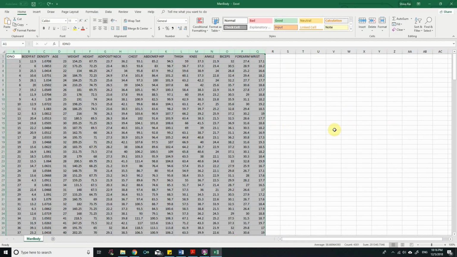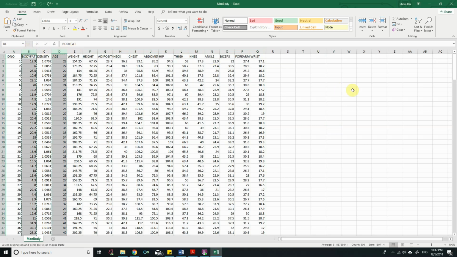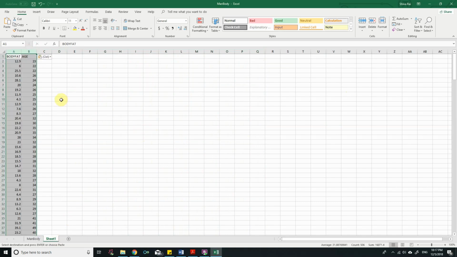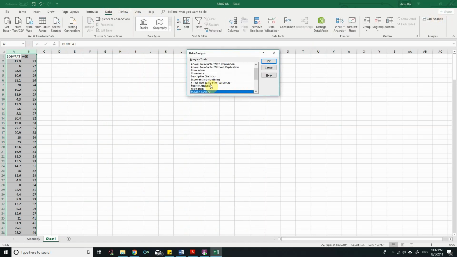Here I have uploaded the man body data. Select the age and body fat. Okay, Control C, and in a new worksheet paste it. So let's go for data analysis, regression.